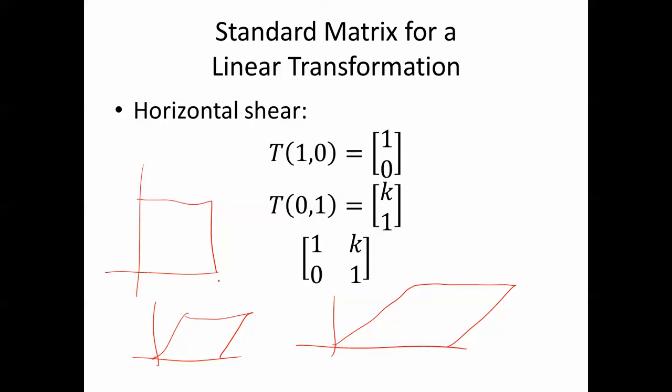So T of (1, 0) ends up being (1, 0). But T of (0, 1) ends up being (k, 1). So what used to be here is now here. So again, it's just a matter of how far this is. You don't shift everything over by a factor of k, but really shift everything over by k units, then it's a horizontal shear that corresponds to this. Okay, so that would be your horizontal shear standard matrix.